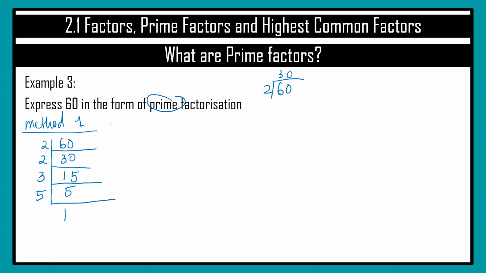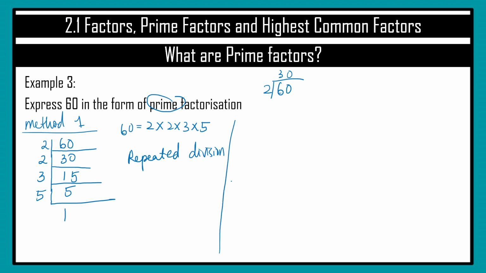Alright, so 60 is formed by 2 multiply 2 multiply 3 multiply 5. Okay, so remember 1 is not prime number, so don't write 1. Okay, this is method number 1, which we call repeated division.